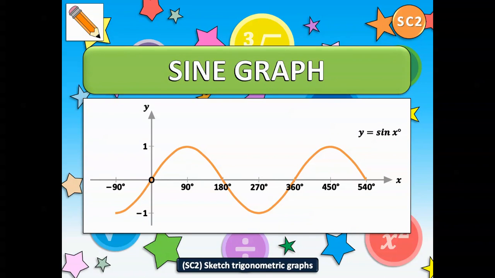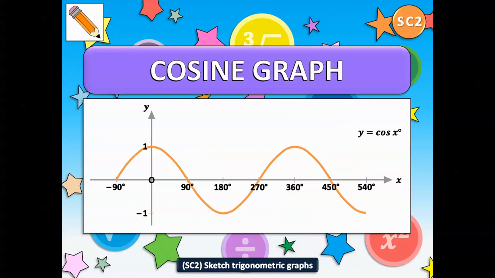So this is the sine graph. It's important to note the turning points and where the graph intercepts the x-axis. This is the cos graph. Again, note the turning points. And also note where the graph crosses the x-axis.